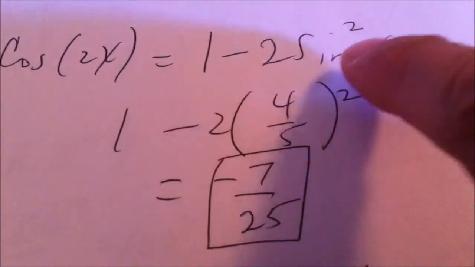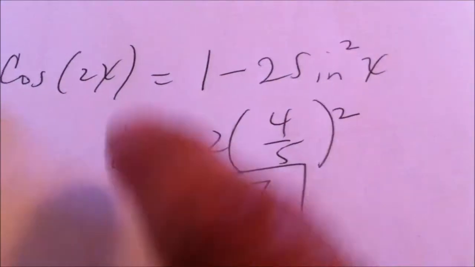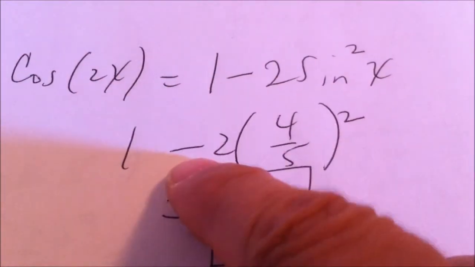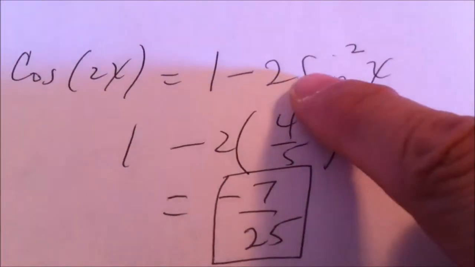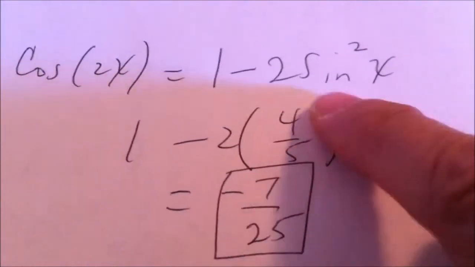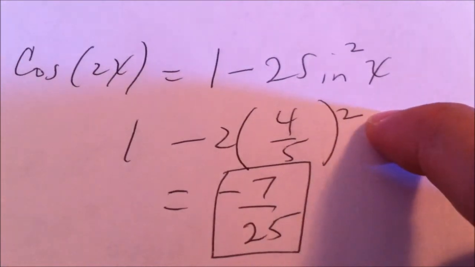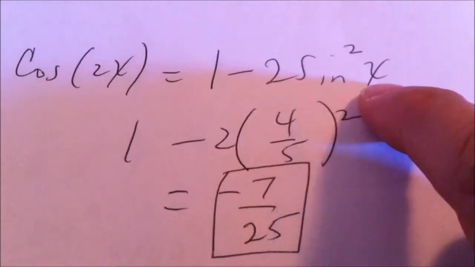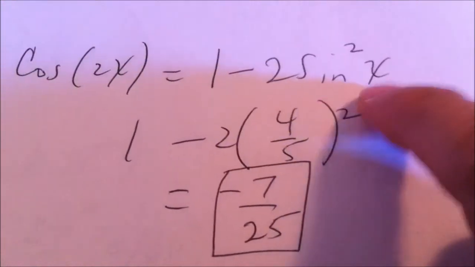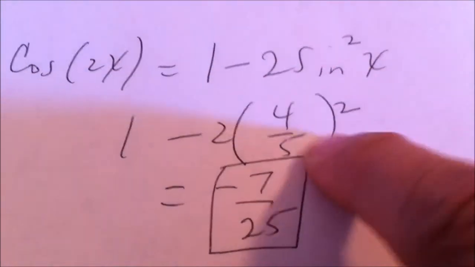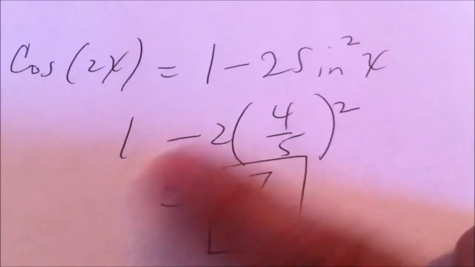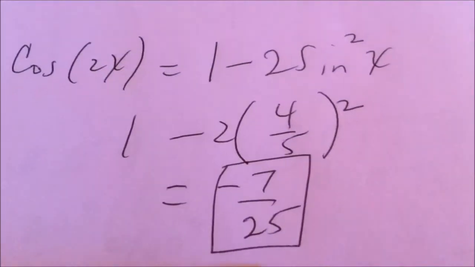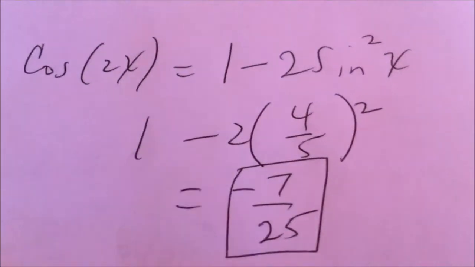Some students don't know how to put this into the calculator. Look how I set it up. There's the 1, there's the minus, there's the 2. Instead of writing sine squared x, I put a set of parentheses and put the squared over there. It's really like sine x times sine x, or sine x quantity squared, and we know sine x is 4/5. Type it in the calculator and everything's lovely. -7/25.